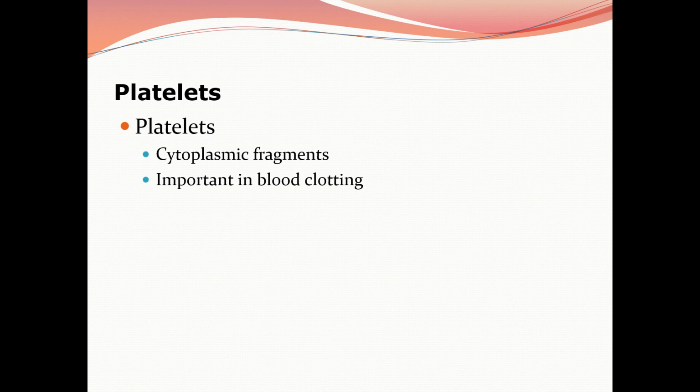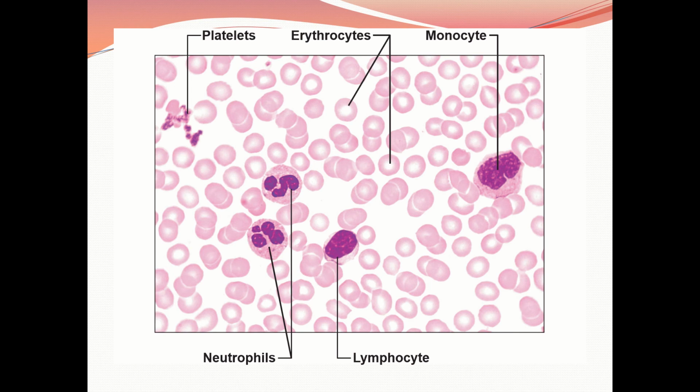Now let's take a look at platelets. Platelets are cytoplasmic fragments that are important in blood clotting. In this illustration, I just wanted to remind you of the platelets, which are the degraded elements on the left side. And you can see neutrophils, lymphocytes, and monocytes as the white blood cells, and then all the erythrocytes scattered throughout the plasma.